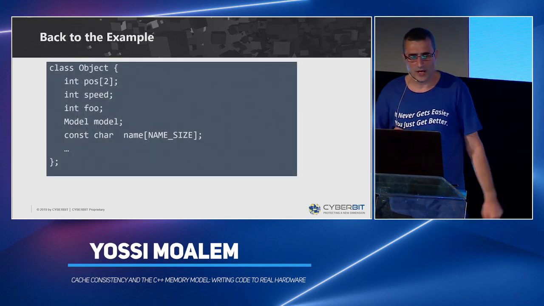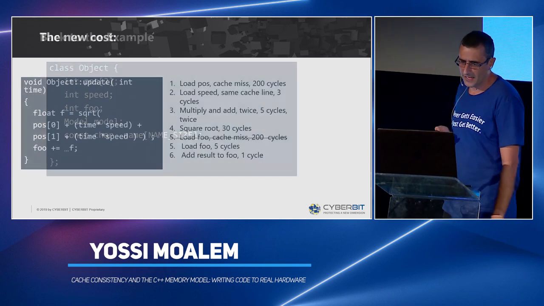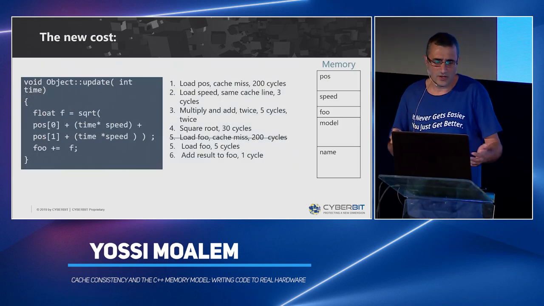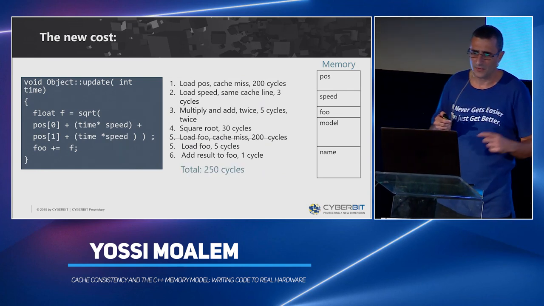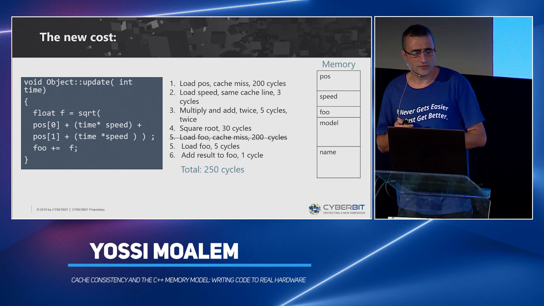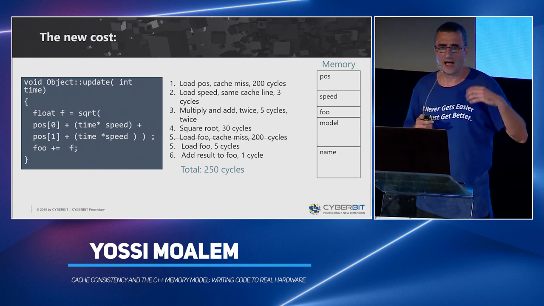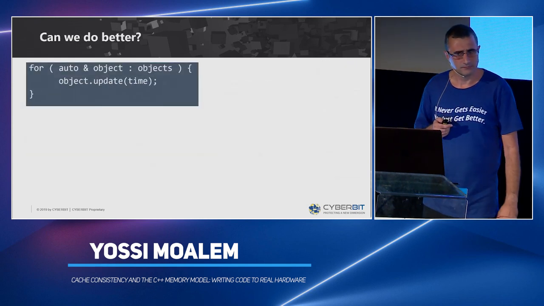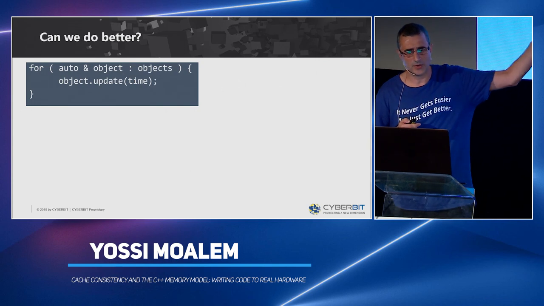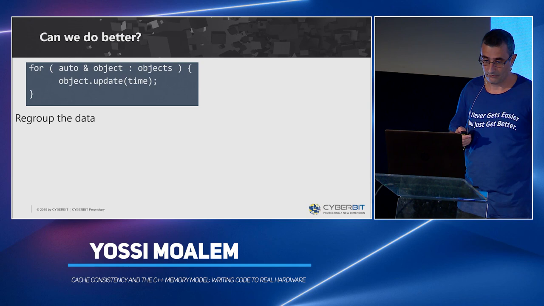If we move a few lines up, let's count the cycles again. Well, let's not. It's all the same without the second cache miss. So 250 cycles. That was changing the layout a tiny bit, almost half the cost. But can we do better? Most of the time we'll do something like this, right? We'll just iterate through all the objects and update them.